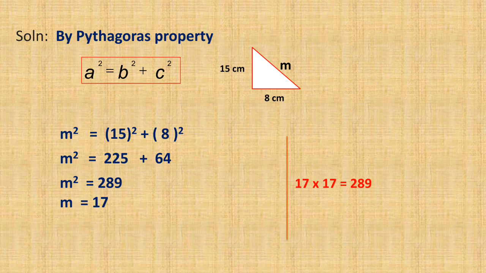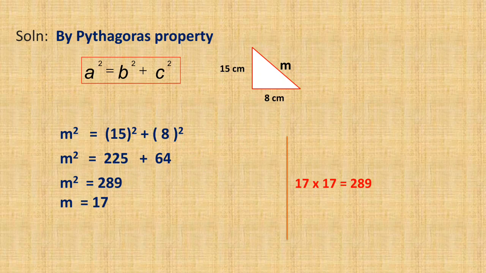Then we are adding 225 plus 64. You will get 289. Look at the rough side: 17 into 17 you will get 289. So we can conclude m equals 17 centimeter.